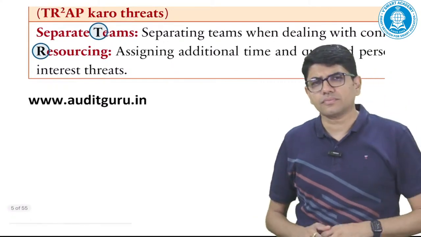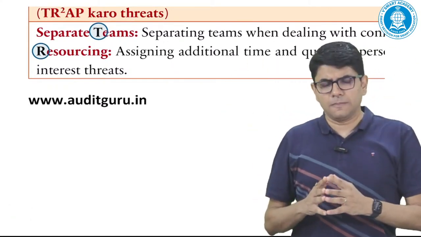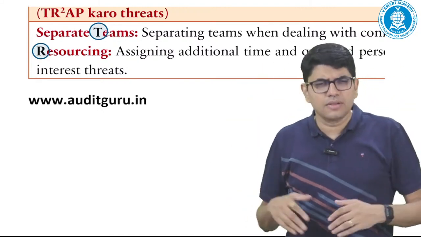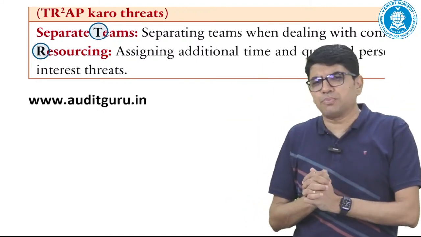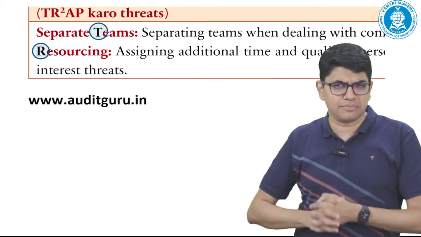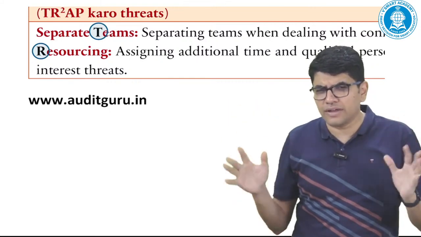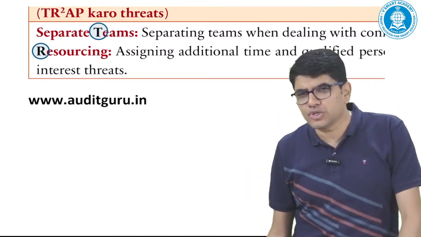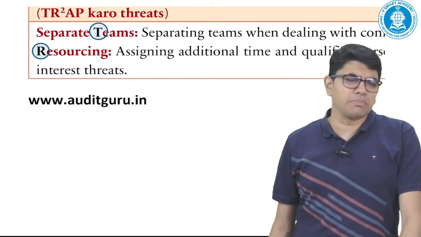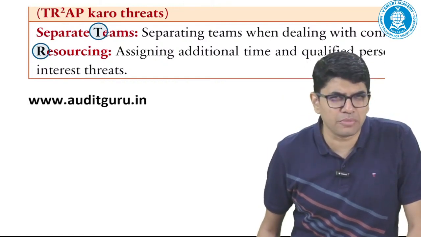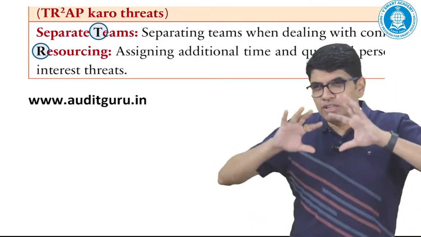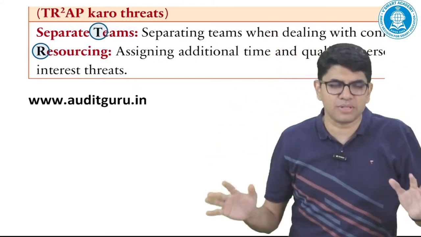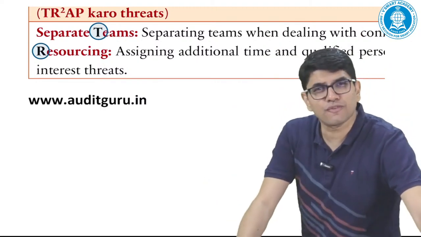Let's see TRAP. Separate teams. So if you feel there is a lot of confidential information in an assignment, for example you went for an audit and you come to know that there is a big research and development program going on in the company. That's a very secret and crucial program. A lot of sensitive and confidential information is there. Team members may think about using this confidential information for personal gain. So in the process of self-interest, they may compromise the fundamental principle of confidentiality.